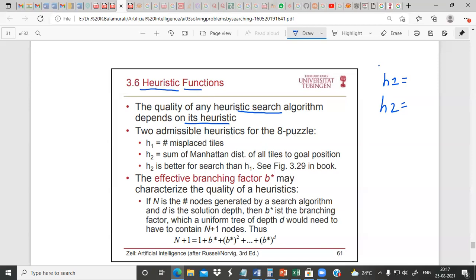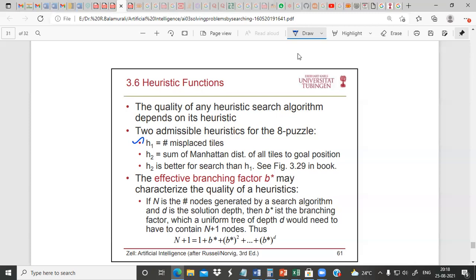Okay. So we'll be discussing this based on the 8 puzzle problem. So let us consider an 8 puzzle problem. In an 8 puzzle problem, you will be given an initial state and there will be some goal state, and the tiles should be moved to the adjacent empty location accordingly to reach the goal state. So here the heuristic function can be framed in two ways.